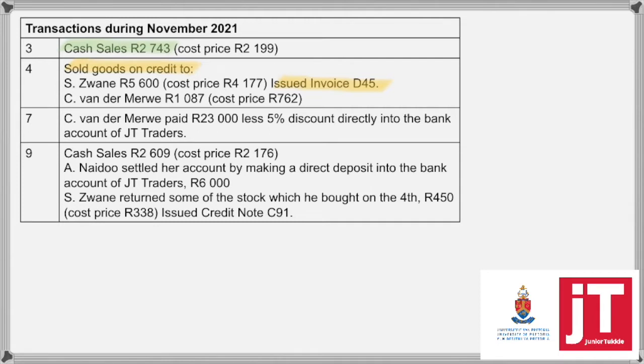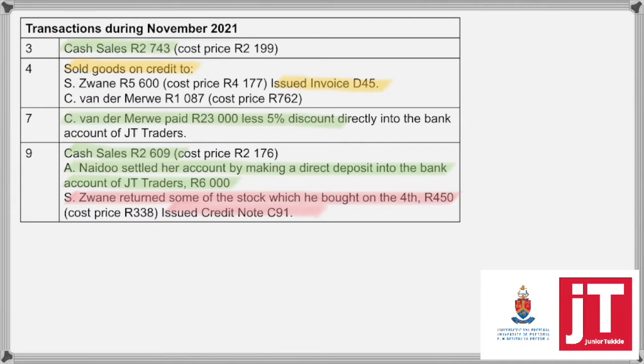Then C. Van der Merwe paid 23,000 Rand less 5% directly into our bank account. So that is a cash receipts transaction. Cash sales, yet again, cash receipts transaction. A. Naidu settled her account by making a direct deposit into our bank account. That is CRJ. And then Zwane returned some of the goods which he bought from us on the 4th. So that is a return, and a credit note C191 was issued.